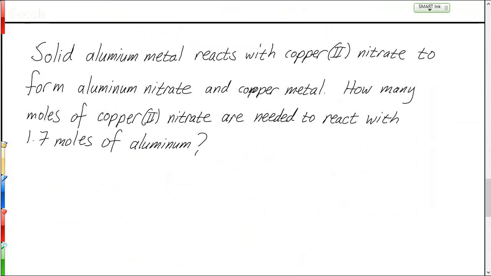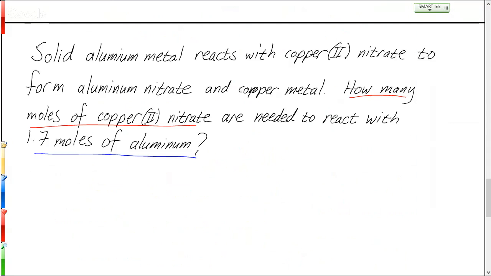This is a big problem. A lot of writing. Solid aluminum metal reacts with copper 2 nitrate to form aluminum nitrate and copper metal. How many moles of copper 2 nitrate are needed to react with 1.7 moles of aluminum? It can sometimes help to just pick out the things you're being asked. The question is how many moles of copper 2 nitrate, and the thing you're given is 1.7 moles of aluminum.